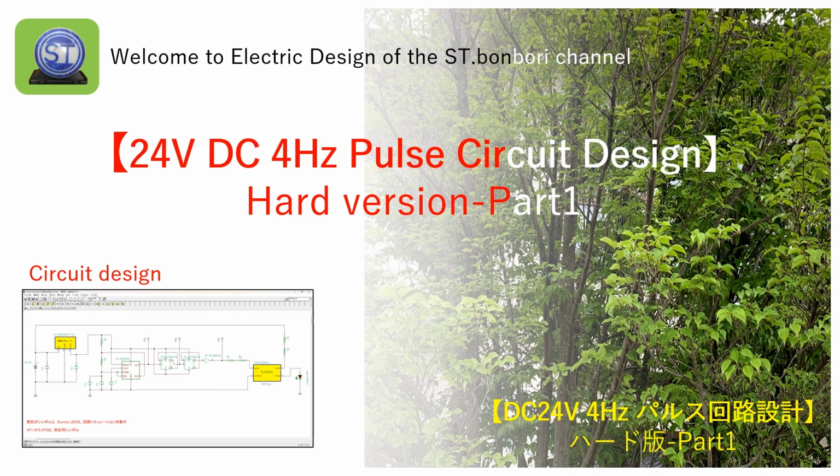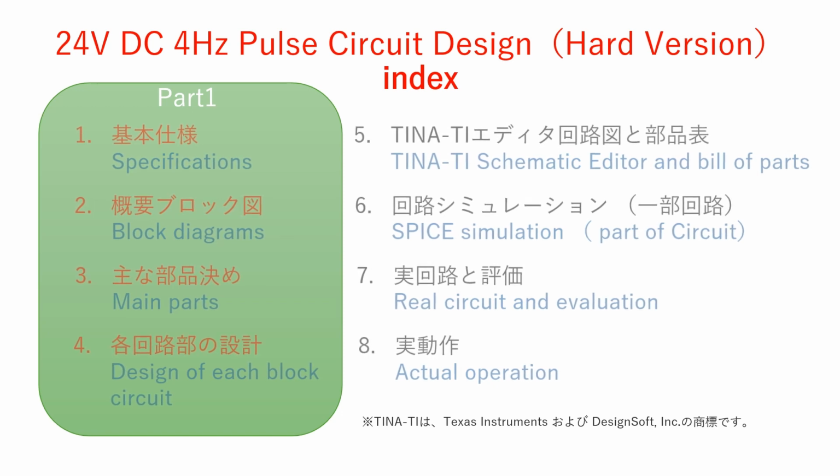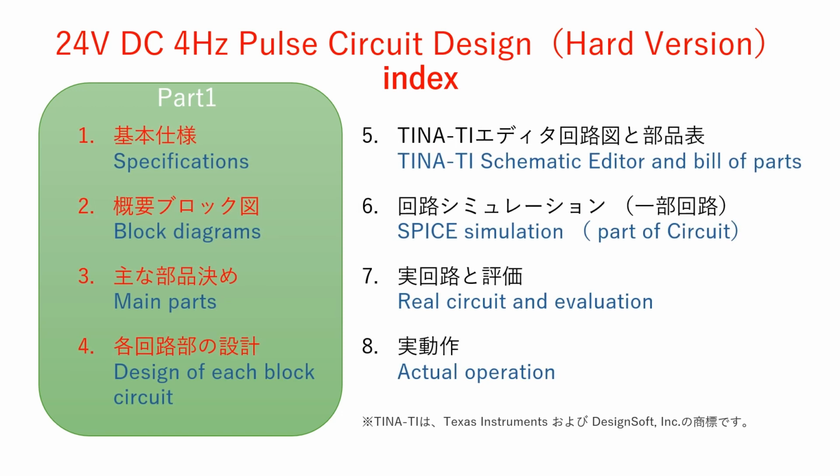Next, I will explain the table of contents in this video. The table of contents of 24-volt DC 4 Hz pulse circuit design, hard version, is items 1 to 8. In this video, I will explain 1. Specifications, 2. Block diagrams, 3. Main parts, 4. Design of each block circuit.